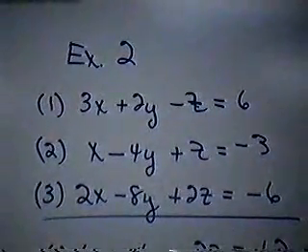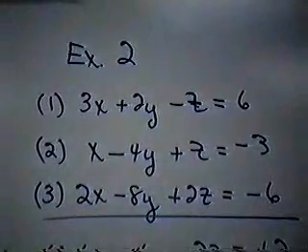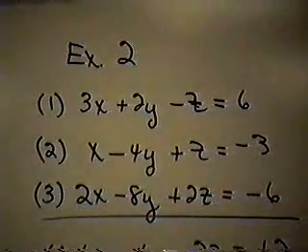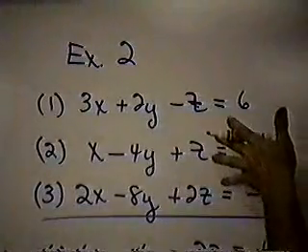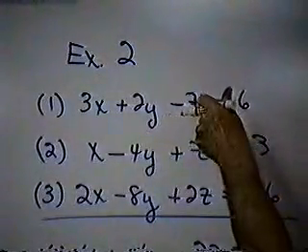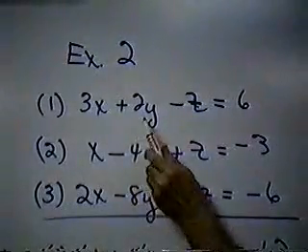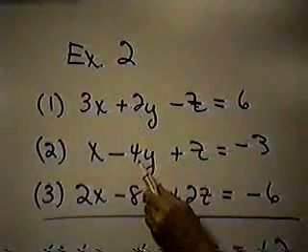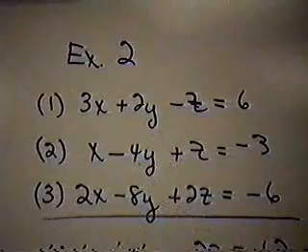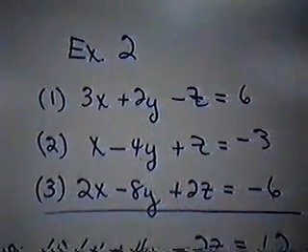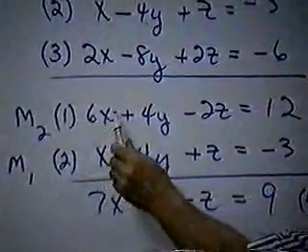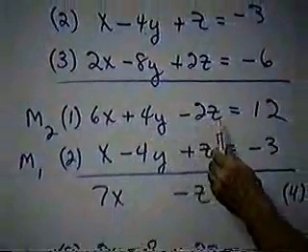And so let's get rid of a letter. Well, this time I'm going to pick y to get rid of. It doesn't make any difference which letter you get rid of. We want to get rid of y. So here, I can take equation 1 and 2, and multiply equation 1 by 2 and I'll have what I need. So we get 6x plus 4y minus 2z equals 12.